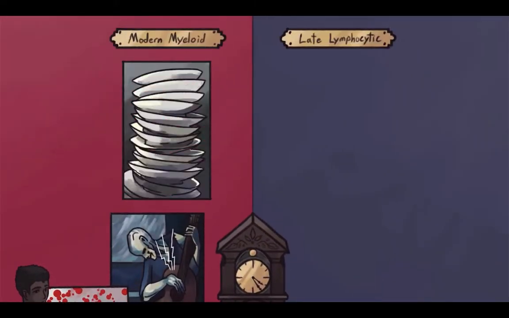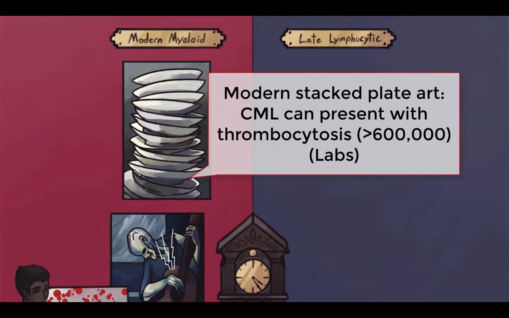Stacked plates. Sophisticated art, or just edgy to the point of banality? One thing I do know is that it's a recurring symbol for elevated platelet count, or thrombocytosis. In fact, patients with CML often present with platelet counts soaring over 600,000.